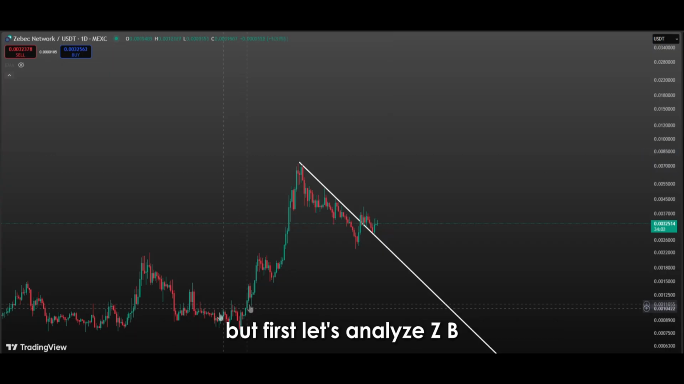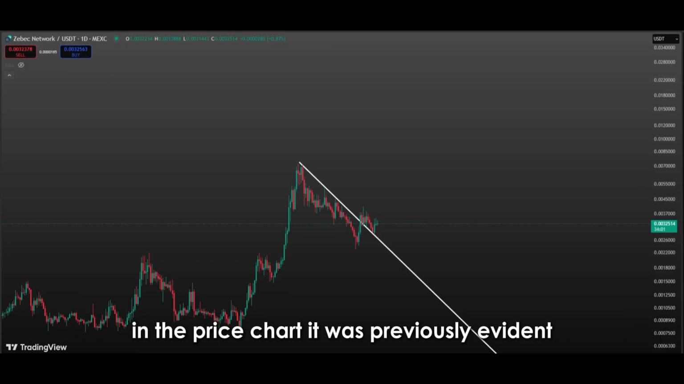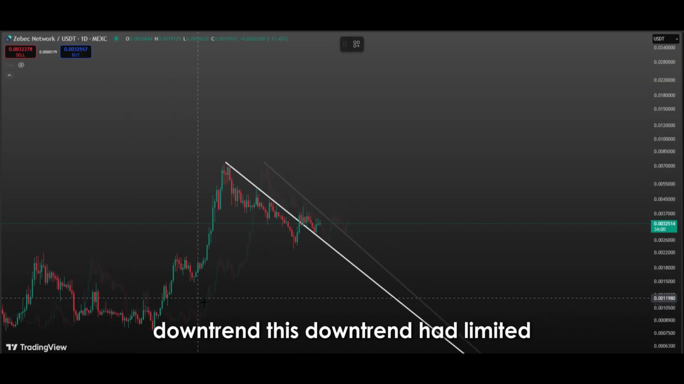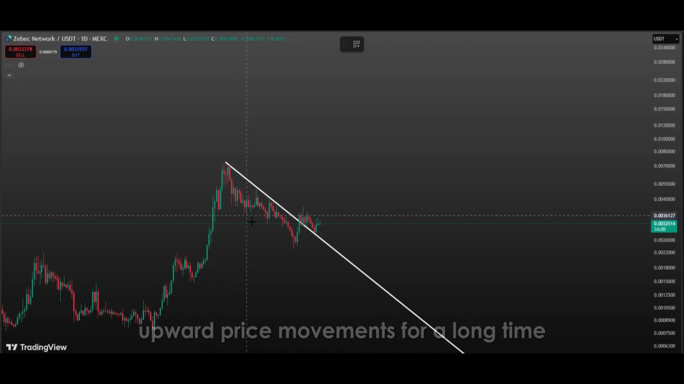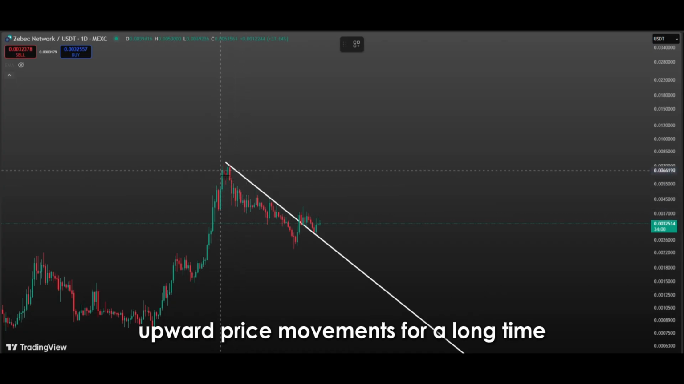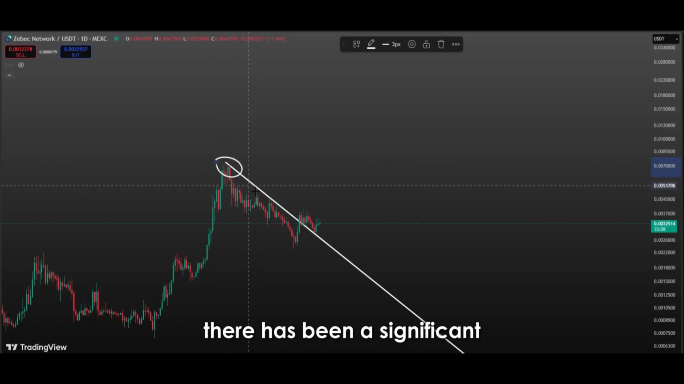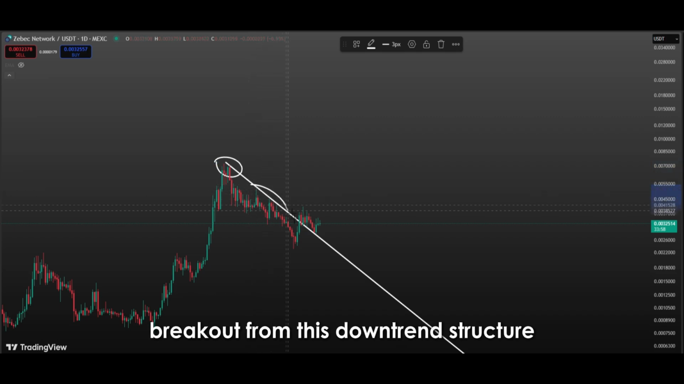But first, let's analyze Zbcn. In the price chart, it was previously evident that the asset was under the influence of a clear downtrend. This downtrend had limited upward price movements for a long time, suppressed the strength of buyers, and negatively affected overall market sentiment. However, recently there has been a significant breakout from this downtrend structure.